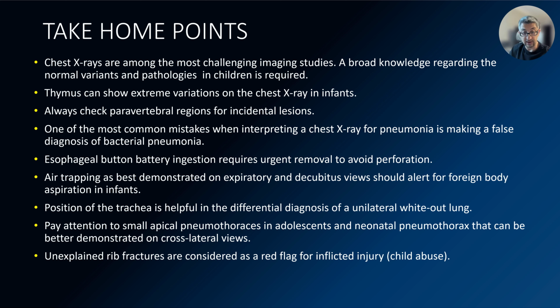Air trapping, as best demonstrated on expiratory and decubitus views, should alert for foreign body aspiration in infants. Position of the trachea is helpful in the differential diagnosis of unilateral whiteout lung. Pay attention to small apical pneumothoraces in adolescents and neonatal pneumothorax that is better demonstrated on cross-lateral views. Unexplained rib fractures are considered as a red flag for inflicted injury or child abuse.